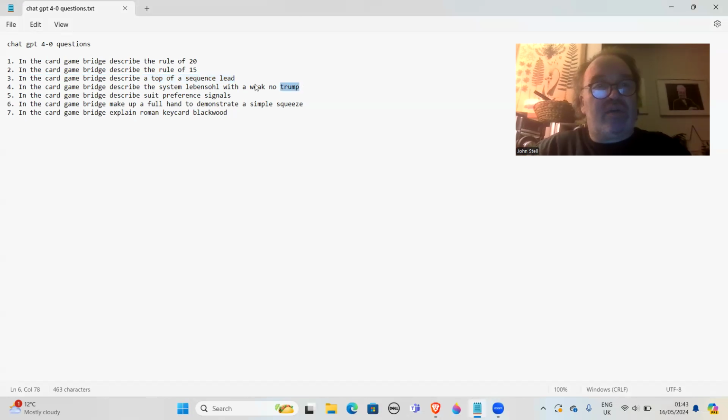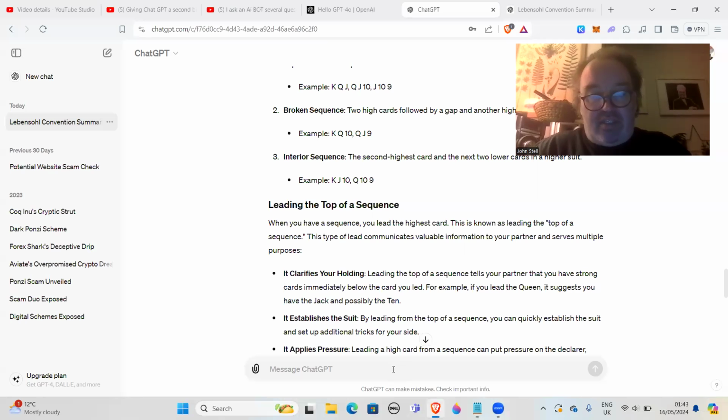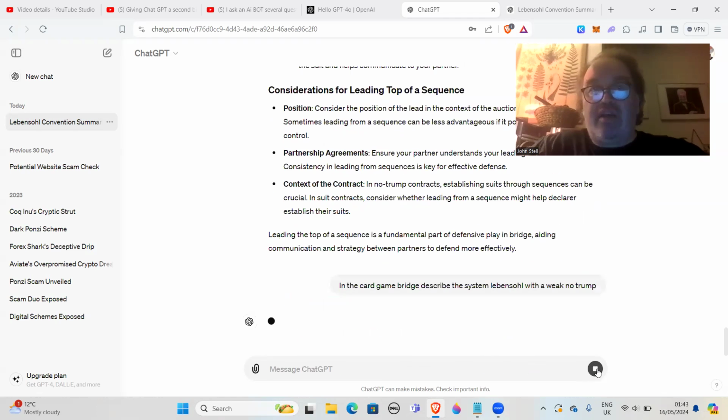So I'm going to ask it this question. I've already asked it about lebensohl, but I'm going to slightly change it. So I'm going to ask this question: in the card game bridge, describe the system lebensohl with a weak no trump. Okay.